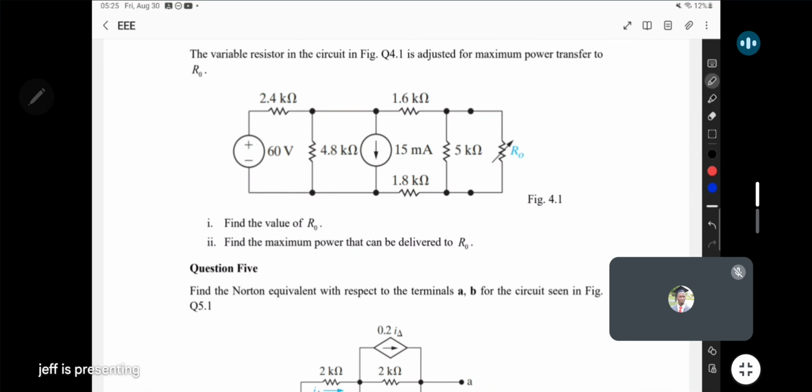In the second part of the problem, they're saying find the maximum power that can be delivered to R0. Now they actually want the maximum power itself. What is the maximum power that can be delivered to R0? So we already have the value of R0 that allows for maximum power to be transferred. But now what is the actual maximum power that can be transferred?